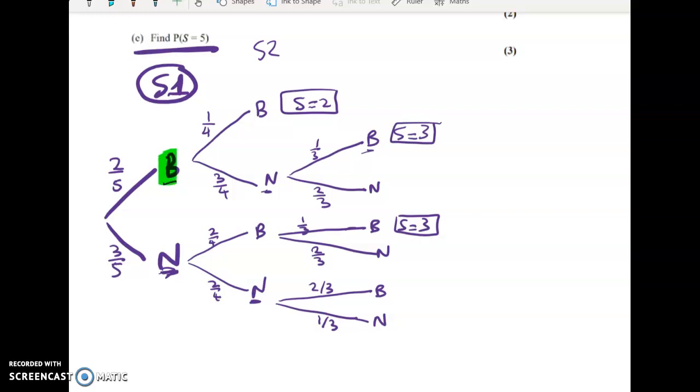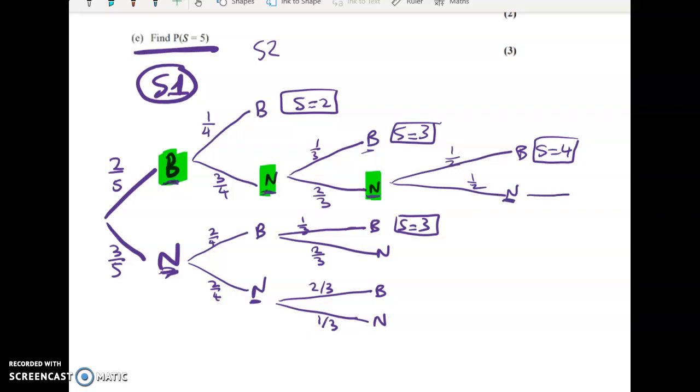Right, so let's move on to this pathway. We've got blue, not blue, not blue. What can happen next? Well, she's got 2 socks left, and there's 1 of each left, 1 blue and 1 not blue. So here we've stopped at S equals 4. If she got blue, not blue, not blue, not blue, then she has to get the blue sock on the next go. So that probability is just 1.